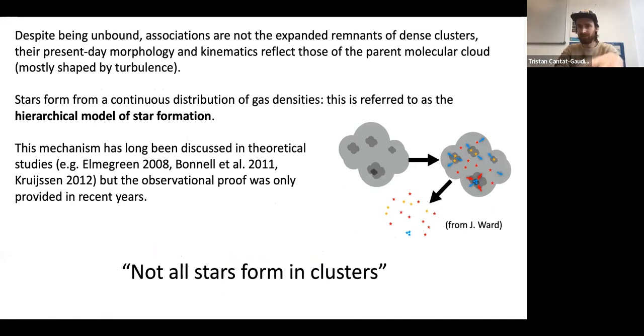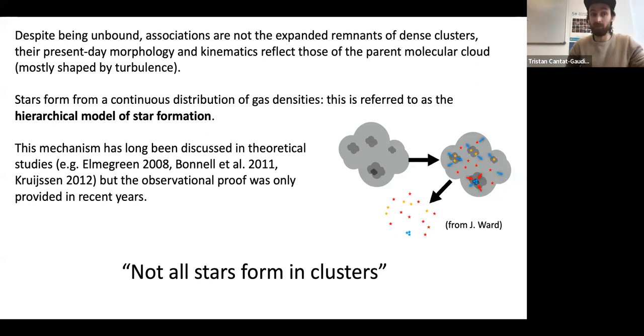And this was predicted in some models that say that when you have a collapse of a molecular cloud, sometimes you can form very dense regions that might become clusters, but sometimes stars can form even if there's not much density. So you can get all levels of densities.